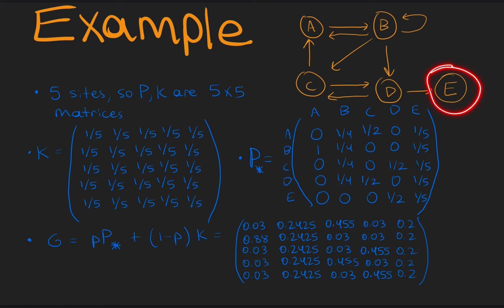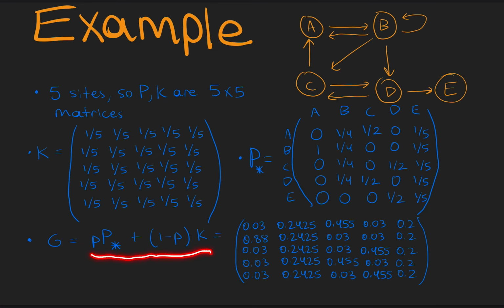And E actually does not link up to any other websites. There are no forward arrows that come out from E and connect to any of these other websites over here. So what we're going to do is we're just going to do 1 over 5s across the board. So basically what that's saying is that from this website, a user has a 1 in 5 chance of going to any of the other websites. And then of course we have our K matrix over here. Since there are 5 sites, all the elements of this 5 by 5 K matrix are going to be 1 over 5. Then we have our G matrix, which can be solved using our model.